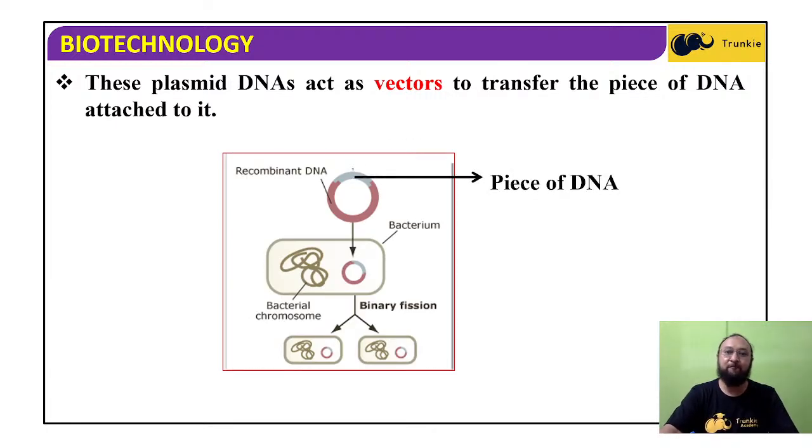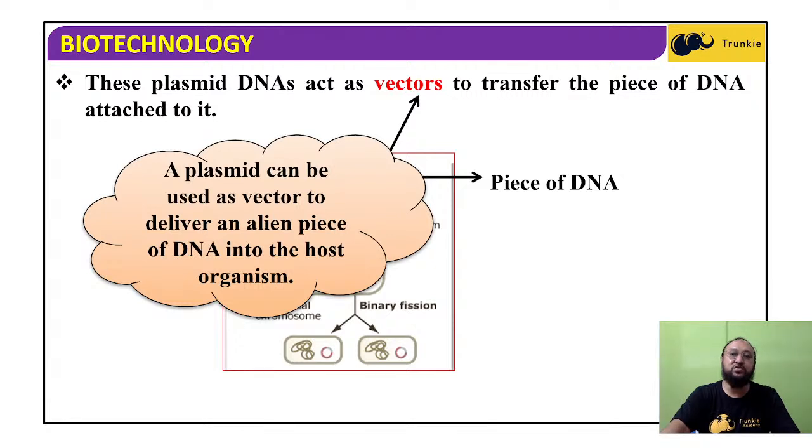Now the recombinant DNA is in the bacterium, and binary fission takes place, and now we have two copies. So this is how the vector is involved in making copies of the desired DNA. The first bacterium in which it is inserted, this is the vector. A plasmid can be used as a vector to deliver an alien piece of DNA into the host organism.